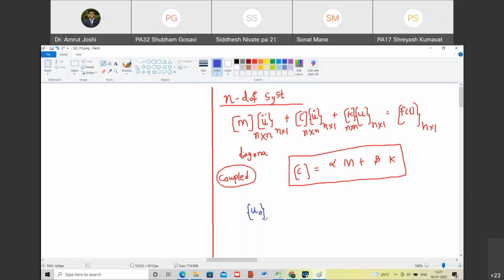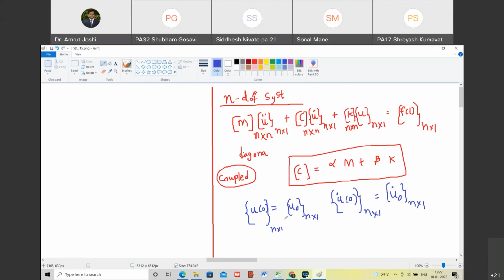You have u of 0 as u0. This is the set of boundary initial conditions that you need to have. This is n cross 1. This is also n cross 1. Are you with me? Yes, sir. Then u dot of 0, this is also n cross 1. This must be equal to u0 dot. This is a matrix of initial conditions.